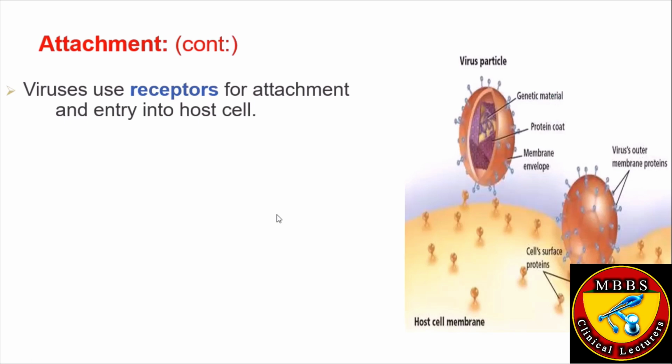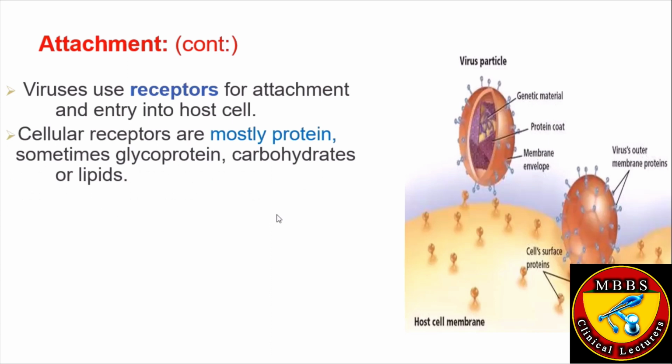Viruses use receptors for the attachment and entry into the cell. Whenever these viruses come, they have specific receptors on the cell membrane. Similarly, on the surface of the virus, there are also the receptors. So both types of the specific proteins on the surface of the virus and also the specific proteins on the surface of the cell membrane are called the receptors. They must be present for the attachment. These cellular receptors are mostly proteins, but sometimes they can be glycoprotein, carbohydrate or lipids.